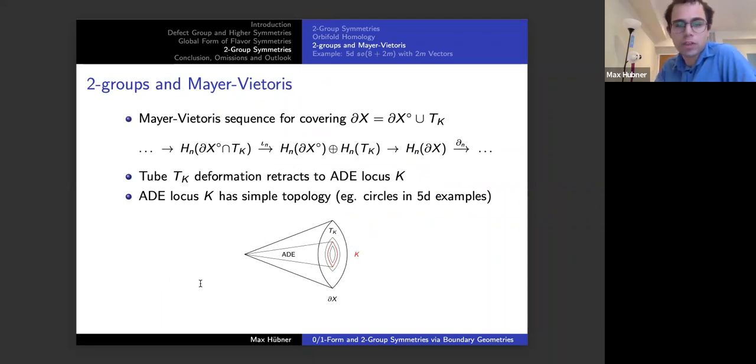So the Mayer-Vietoris sequence we're considering is, again, with respect to this covering. So we have the smooth boundary, and we have the local neighborhoods of the ADE loci, and it connected the homology groups like this. Now the point is that these tubular neighborhoods are very simple. They deformation retract to the ADE loci, which are essentially just a collection of circles, as we saw, for example, in the 5D examples. And here again is the summary of the various pieces appearing in the Mayer-Vietoris sequence.